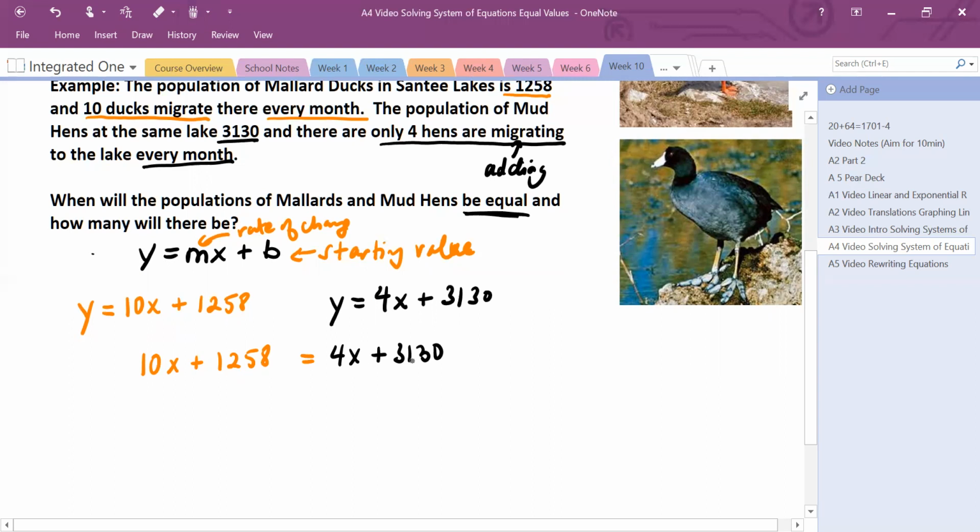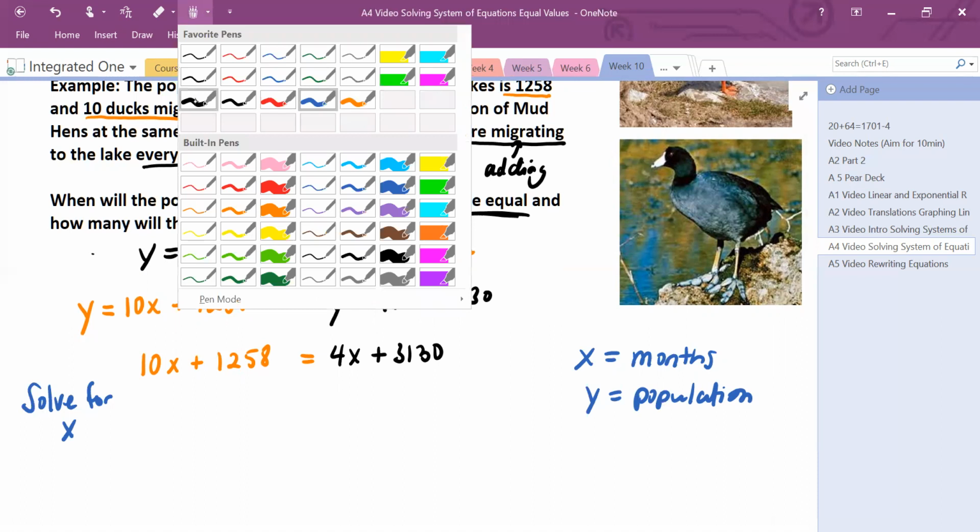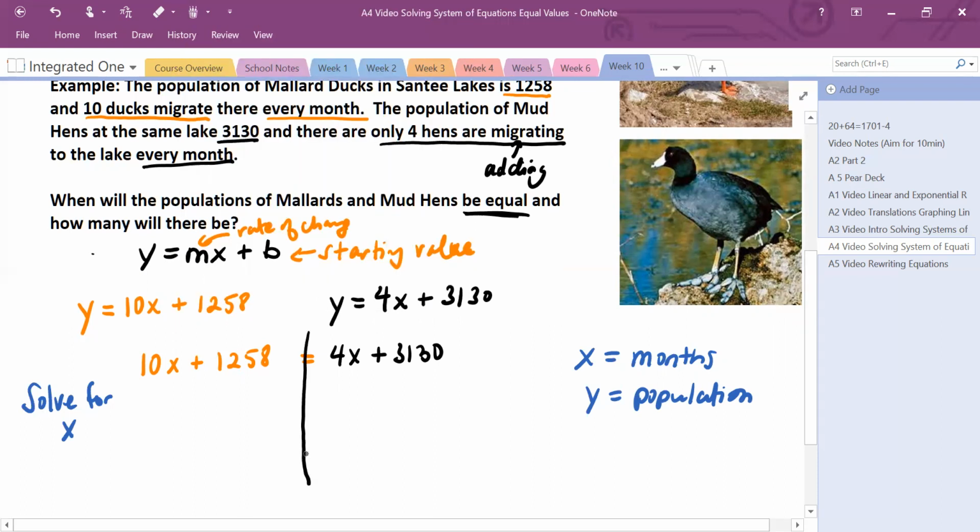Sorry, guys. Now, our next thing we're going to do is solve for x. And if you remember last time, our x value was our months, and our y value was going to be our population. So let's solve for x. We're going to put our line down our middle here, and we're going to subtract 4x from both sides, just combining like terms. Remember that 4x minus 4x is just 0.